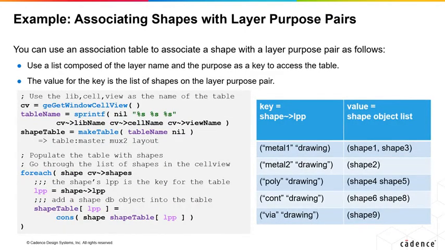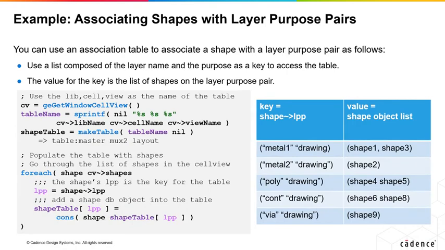Now here's another example of using a table where we can associate shapes with layer purpose pairs. We'll build our own table in memory of the data that's typically stored in the design database. What we'll do is create an association table, and the key into the table will be a list composed of the layer name and purpose. The values stored at that location will be a list of the shapes on that layer purpose pair.